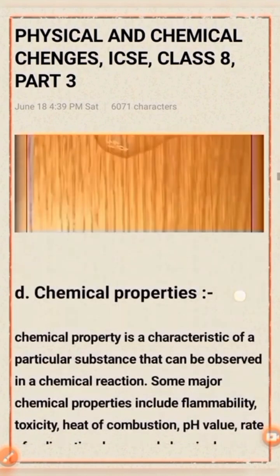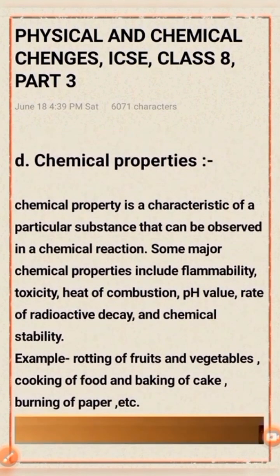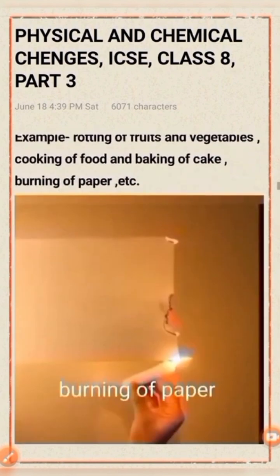Next, chemical property. A chemical property is a characteristic of a particular substance that can be observed in a chemical reaction. Some major chemical properties include flammability, toxicity, heat of combustion, pH value, rate of radioactive decay, and chemical stability. Example, rotting of fruits and vegetables, cooking of food, baking of cake, burning of paper, etc.